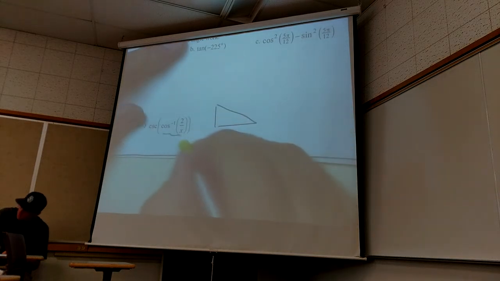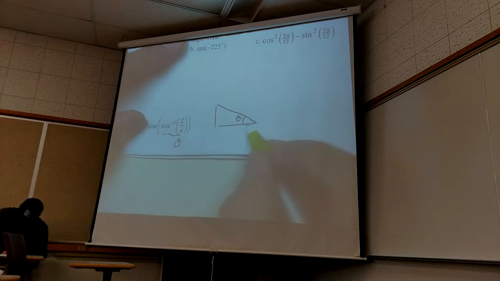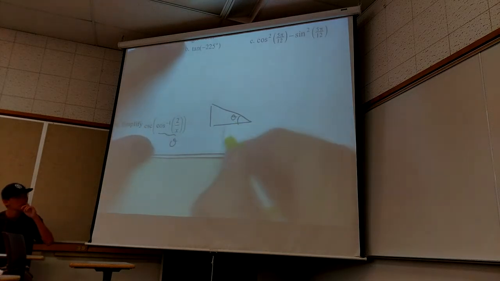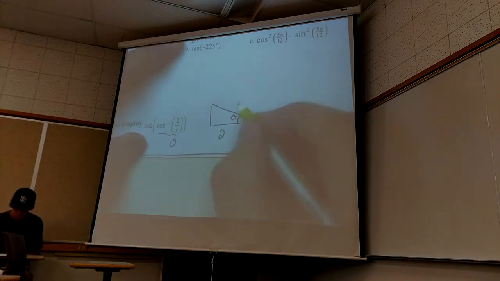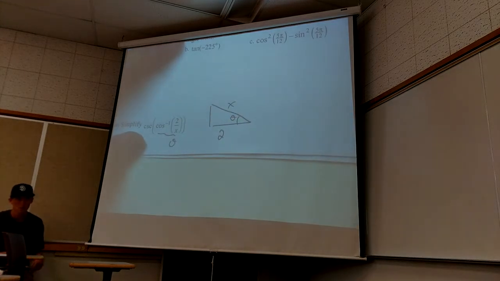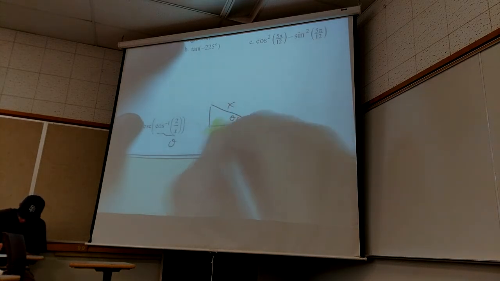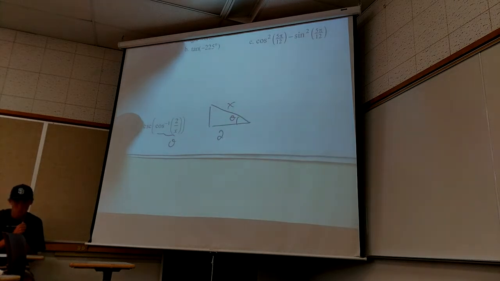So, we call this theta, here's theta. Where would 2 and x have to be so the cosine of this is 2 over x? 2 should be on the bottom, and x on the hypotenuse. x on the hypotenuse, I like it. And how do I get cosecant? Cosecant is reciprocal sine. This one. So what am I missing? The opposite. This guy.